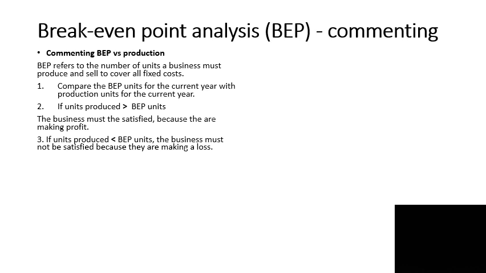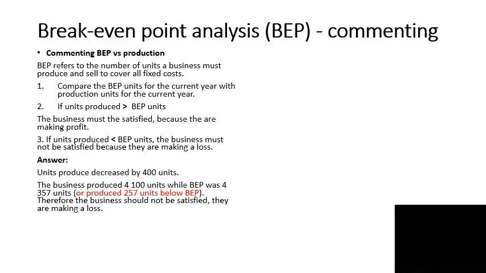We have to quote figures, as you will see from the answer that we have produced. From our previous question, we have noticed that units produced were 4,100, and to break even we wanted 4,357. So our answer will be like this: units produced decreased by 400 units. We are comparing from previous year.